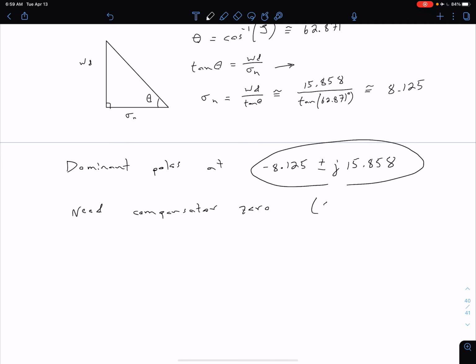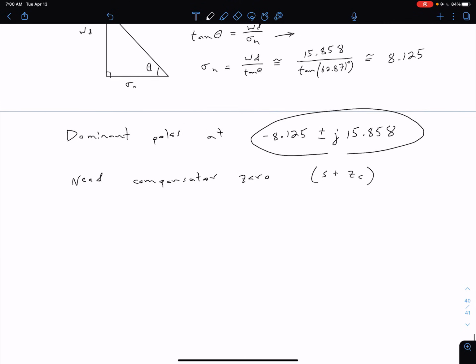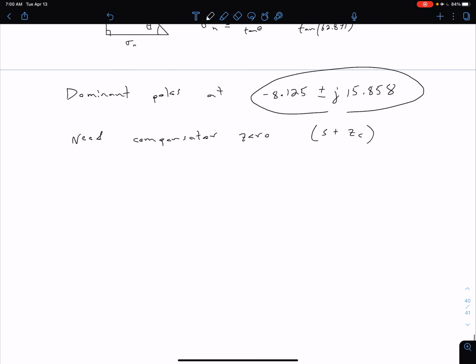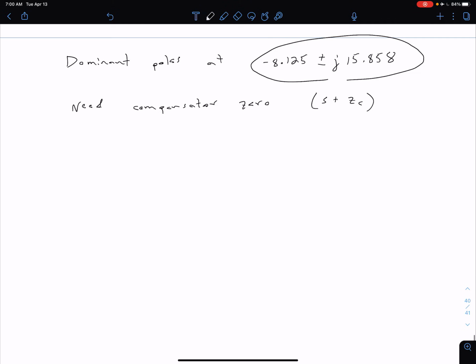So we know that's going to have the form of s plus z sub c, but the question is, where do we put that z sub c? And we want, of course, that point to be on our root locus. So what we want to do then is consider the angular contributions from all of our existing poles and zeros, and then from that information, determine where our 0 needs to be, such that the overall angular contribution is going to be an odd multiple of 180.